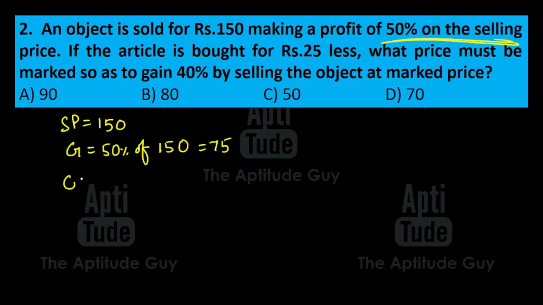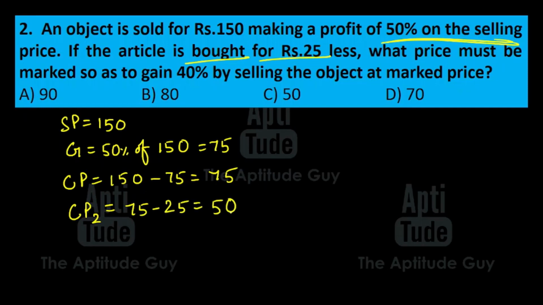Now let us quickly find the cost price. We have gain. In gain, selling price is more, cost price is less. Less means subtraction. So we have 150 minus 75, that is equal to 75. Okay, this is part 1 of the question. Now let's start with part 2. If the article is bought for 25 rupees less, bought means cost price, sold means selling price. So it's bought for 25 rupees less, that means the new cost price is 75 minus 25, that is equal to 50.